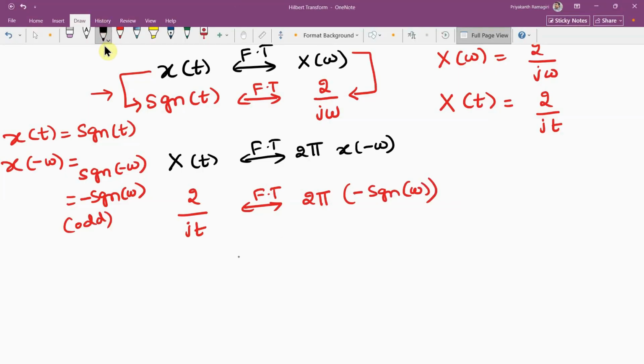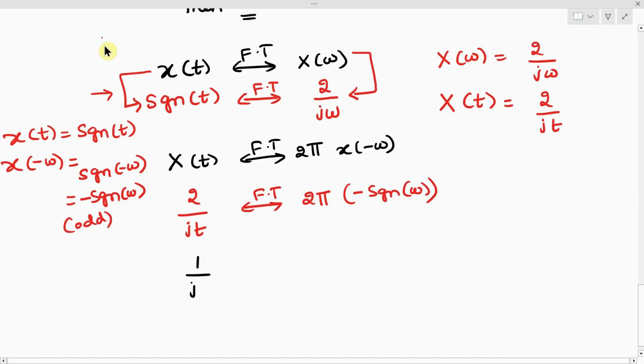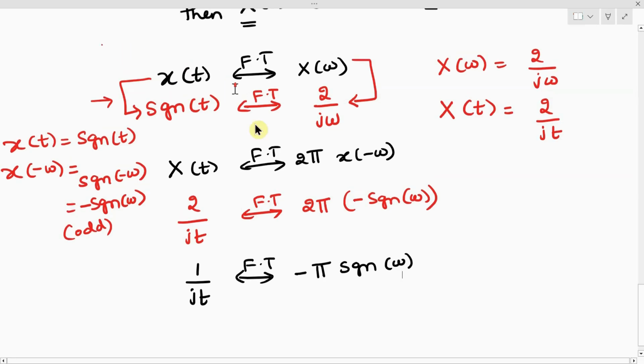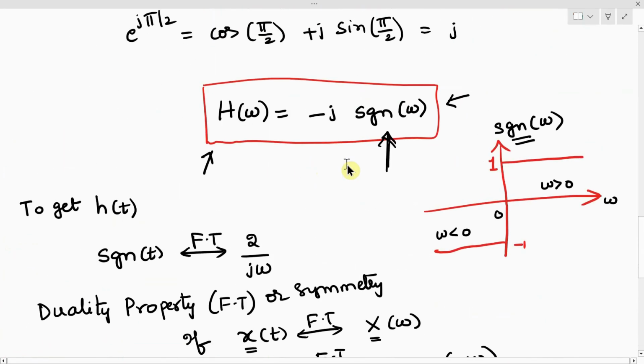So now, since you have 2 on both sides, I'm removing that 2 because it is a constant. So I'm writing 1 by jt, Fourier transform is minus pi signum function of omega. Clear? Yes, sir. Right. Now, going back to the actual transform.